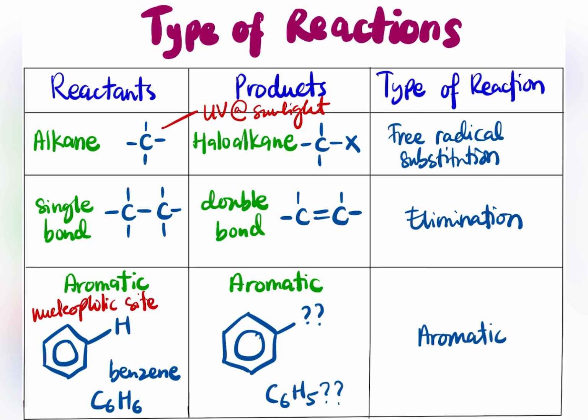So the specific name depends on what is substituted. In this case, we know the type of reaction in general is substitution. But from here, we can write the specific name. Electrophile is substituted here. So the full specific name will be electrophilic aromatic substitution reaction.